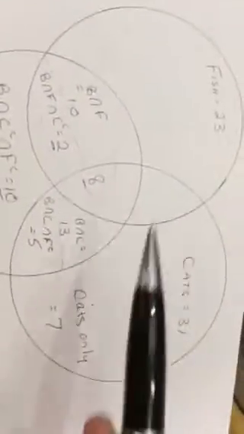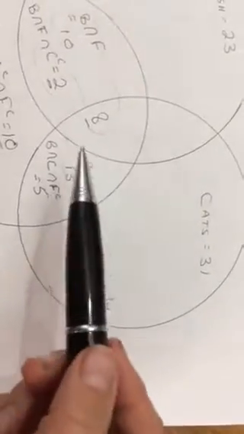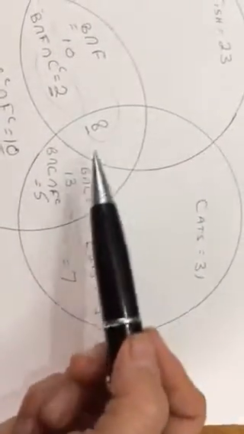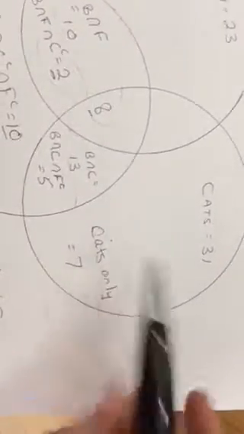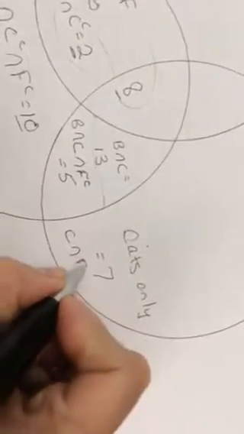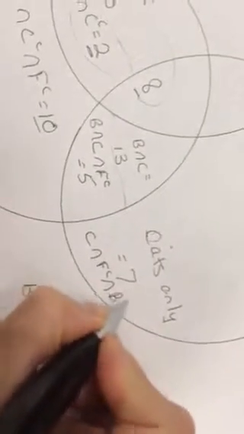Moving on to, let's see, what can we do next? We need to know what this piece is right here. This total circle is 31. This section is 8, this section is 5. These total up to 13. This piece, cats only, is 7. And again, we can write this symbolically by saying cats and not fish and not birds.